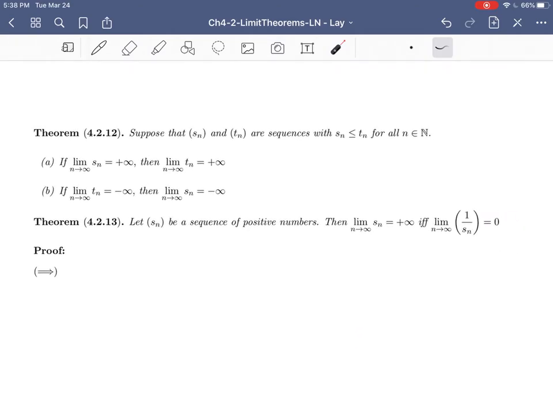4.2.13 says if we have a sequence of positive numbers, then this limit is going to converge to positive infinity if and only if the sequence of the reciprocals converges to 0. So we are going to prove that in the forward direction.